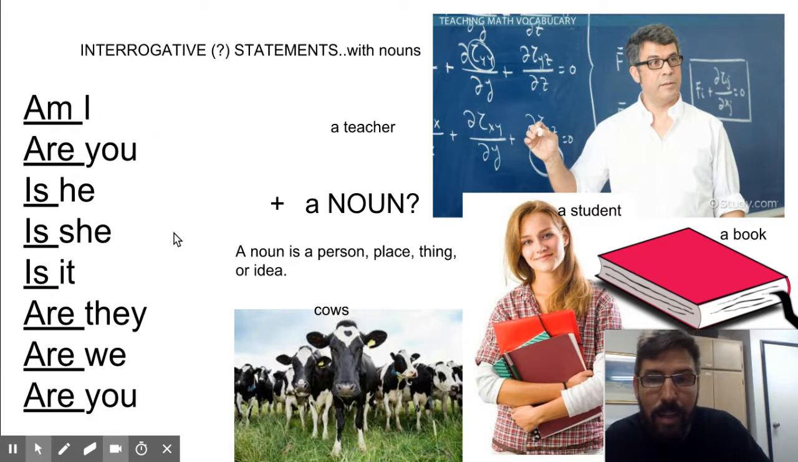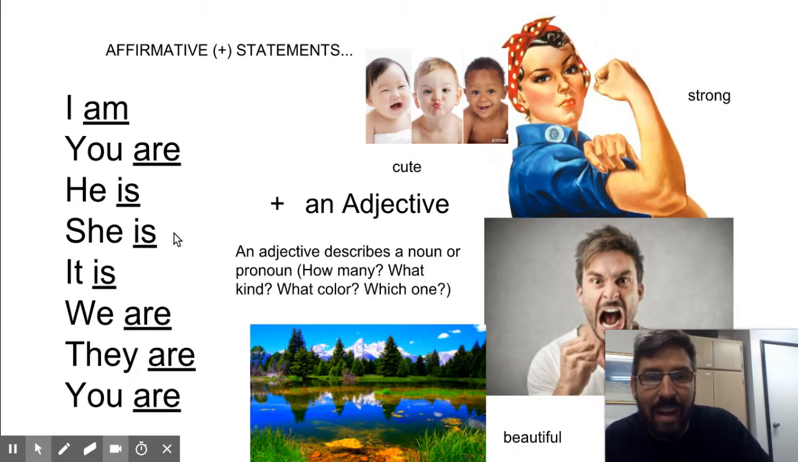And we talked about how we can reverse the to be verb and the subject to make questions. So instead of saying, you are a student, I'm going to say, are you a student? Are you a cow? Okay, we're going to continue.